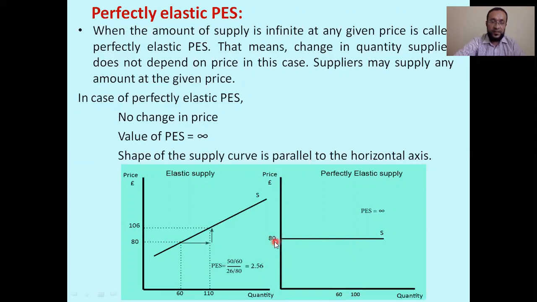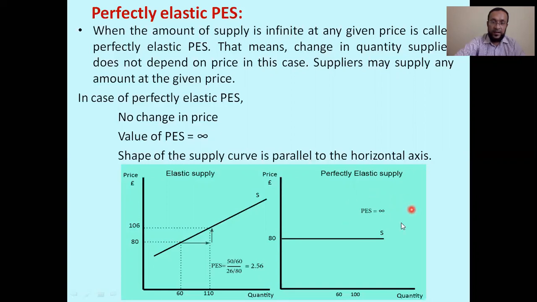There is no change in price. At the same price, quantity supplied could be 0, could be 60, could be 100, could be more, could be any amount. That is why the supply curve is horizontal, sorry, parallel to the horizontal axis. And here the value of elasticity is infinity.